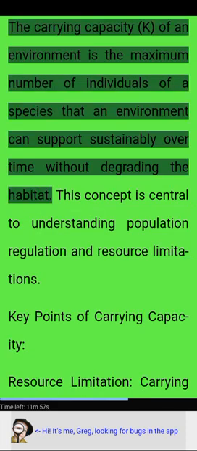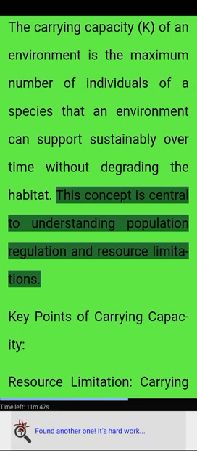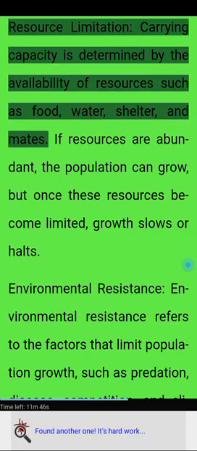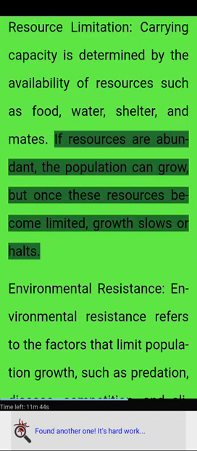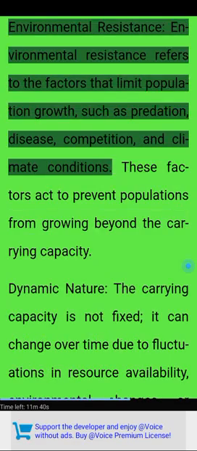The carrying capacity K of an environment is the maximum number of individuals of a species that an environment can support sustainably over time without degrading the habitat. This concept is central to understanding population regulation and resource limitations. Key points of carrying capacity. Resource limitation. Carrying capacity is determined by the availability of resources such as food, water, shelter, and mates. If resources are abundant, the population can grow, but once these resources become limited, growth slows or halts.